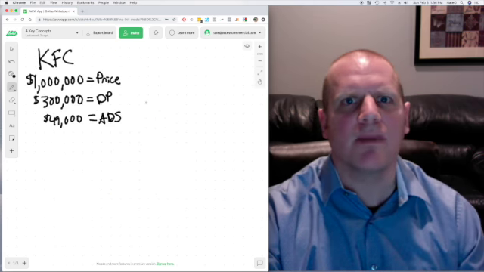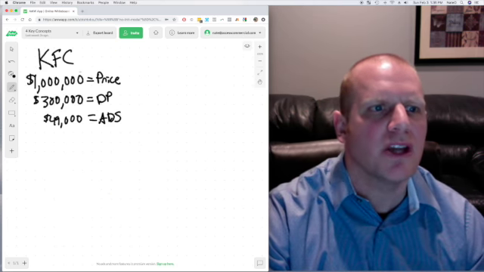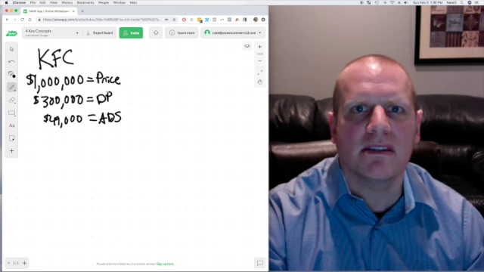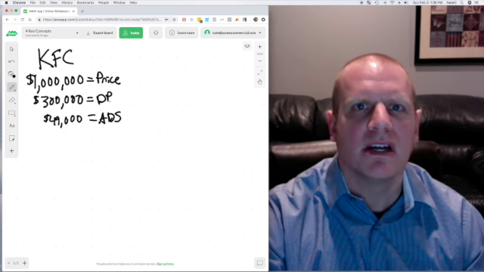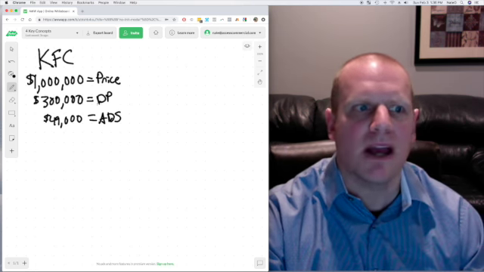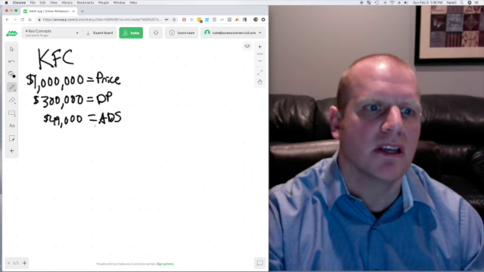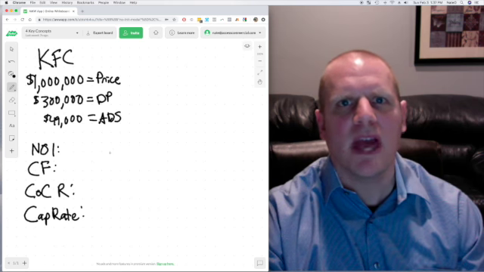For our first example, let's say that we're looking at a Kentucky Fried Chicken with a purchase price of $1 million, a down payment of 30% of that price or $300,000, and your annual debt service is $49,000. Now we'll calculate the NOI.